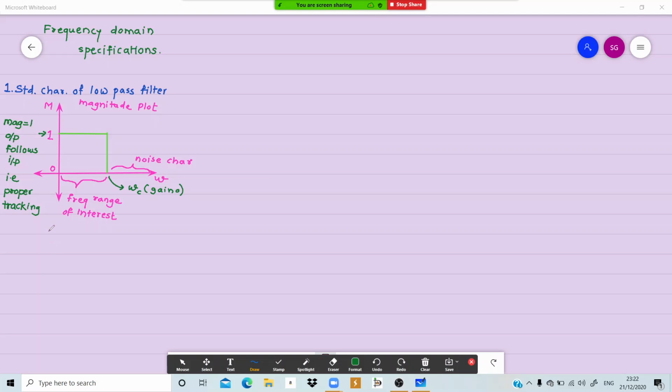So now we'll see some of the characteristics. Ideally, the ideal characteristics of a low pass filter are not practically realizable, right? So we should think of what it typically is. I'll add a second point: typical control system characteristics.